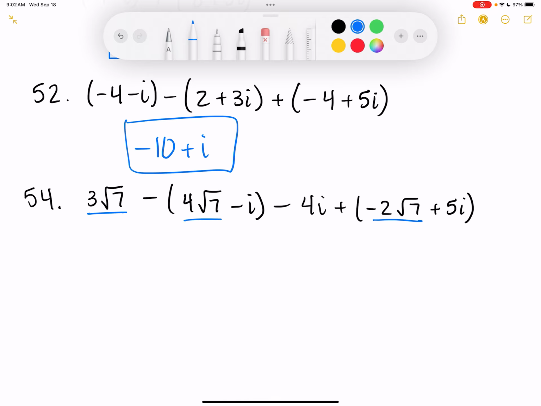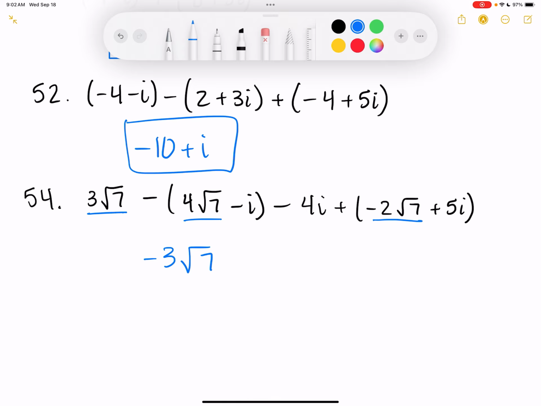Negative root 7. I'm going to erase that in just a second. Minus 2 root 7 would be what? Negative 3 root 7. So I'm going to rewrite it like that. So I've taken care of all those pieces.